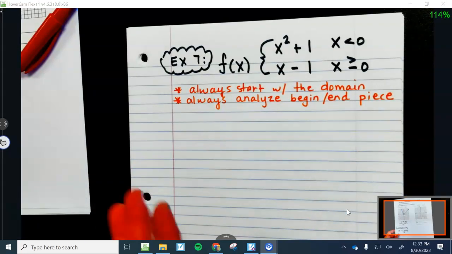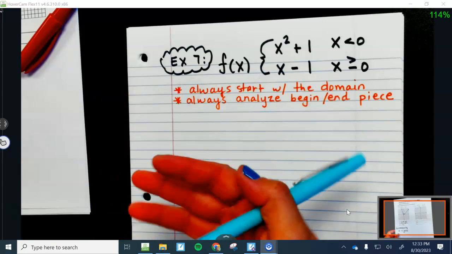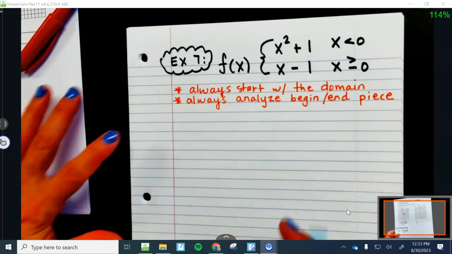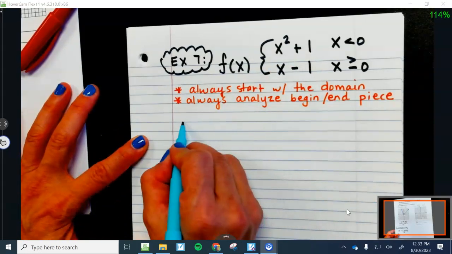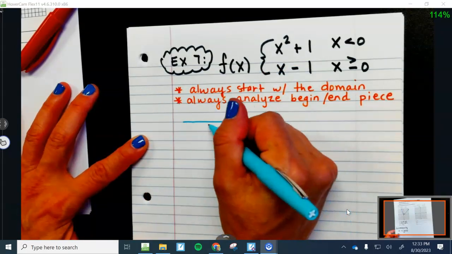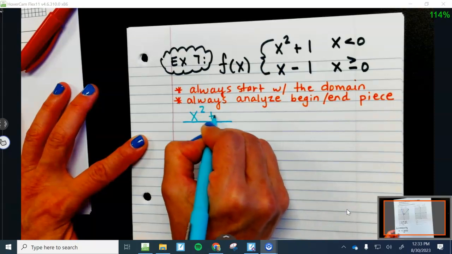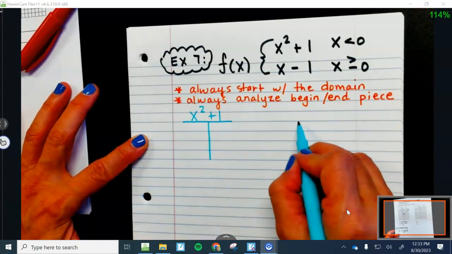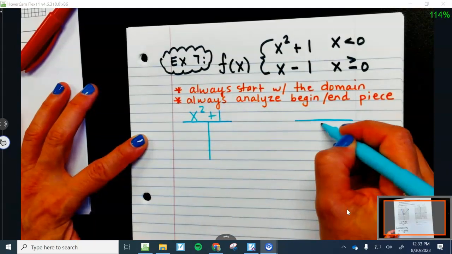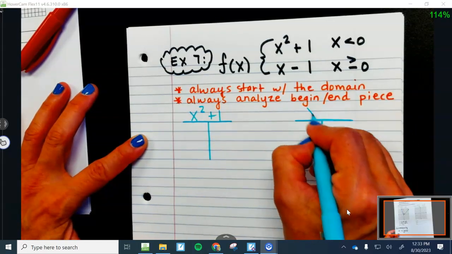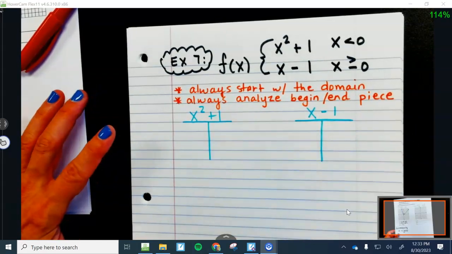So what we're going to do, guys, is we're going to come up with inputs and outputs because we are going to graph this. So we need some ordered pairs. I'm going to grab some ordered pairs from the first equation. So I'm just going to make a little t-chart here. Here's x squared plus 1. Then I'm going to grab some ordered pairs for that line below it. So x minus 1 is going to be over here.